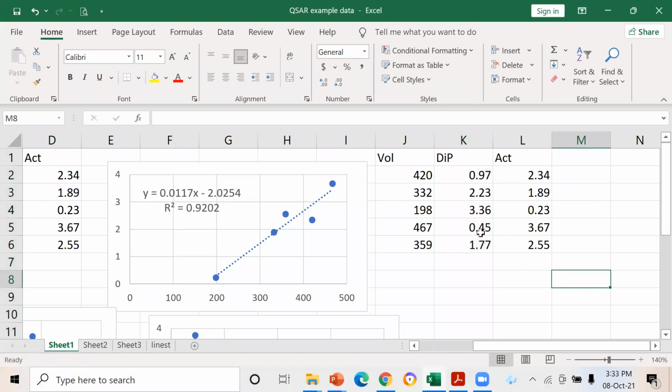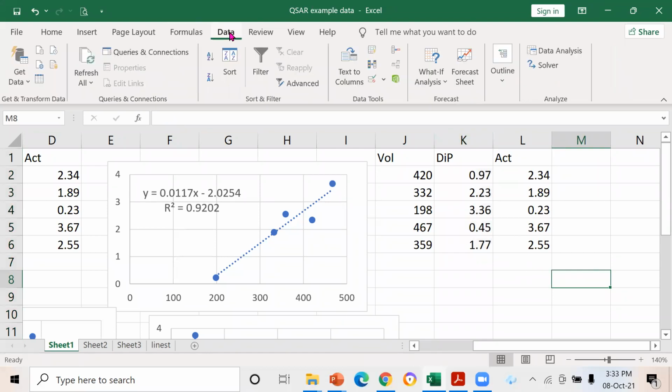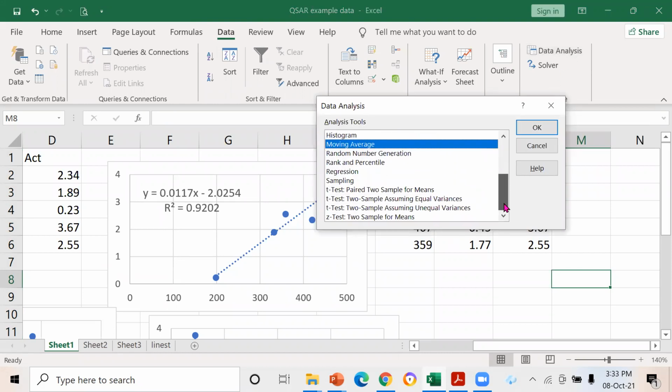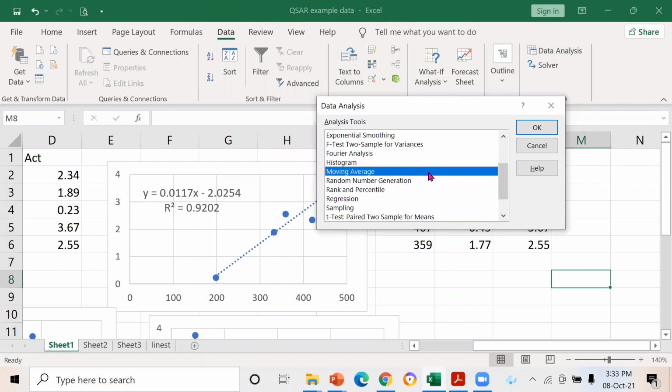Here Excel can do multiple regression also. There is something called data analysis. I don't know whether you have used these statistical functions in Excel. Go down, down, down, and you will see regression here. You see this, regression under data analysis. You can do a lot of things.